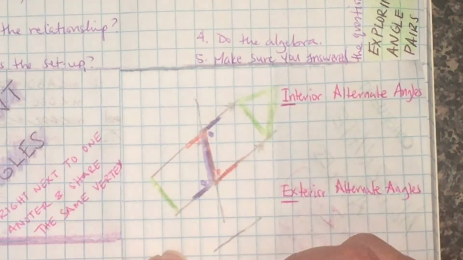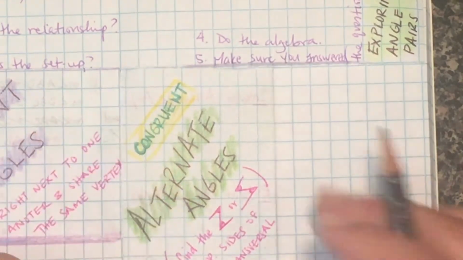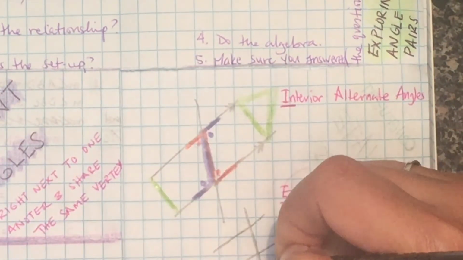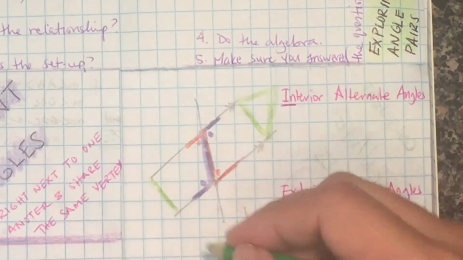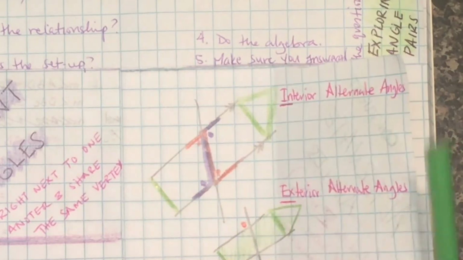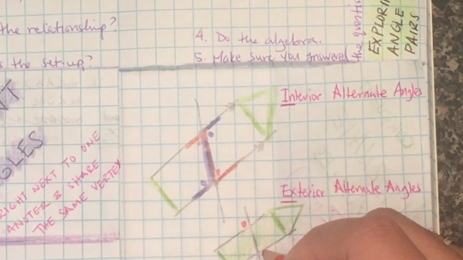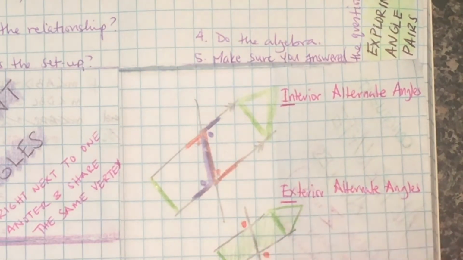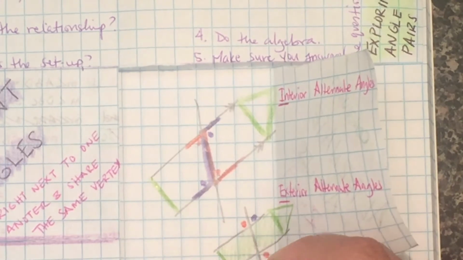Right, exterior means outside, right? So we're going to draw another one. So we're going to put an angle outside, and it's on opposite sides of the transversal. So here is my angle. Okay, here's my house. Outside, so where this angle goes, it has to be outside and on opposite sides of the transversal. So here's my transversal, it has to be on the other side. Alternate angles. So alternate angles on the opposite side.